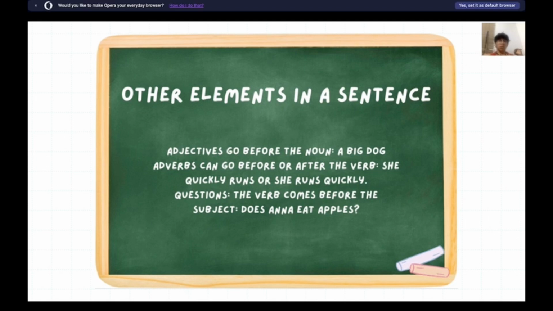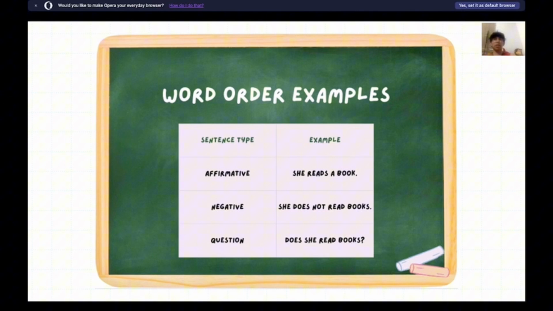Or in questions, I have to use another word when we are talking in present simple. That word is does, and the verb comes before the subject. It's literally the same SVO, but using does and the question mark. Does Anna eat apples? So, word order examples, depending on the sentence type.